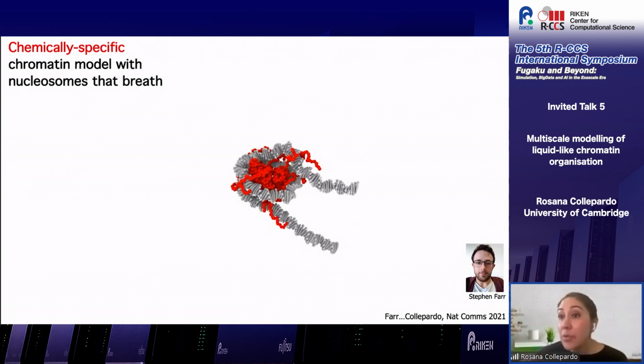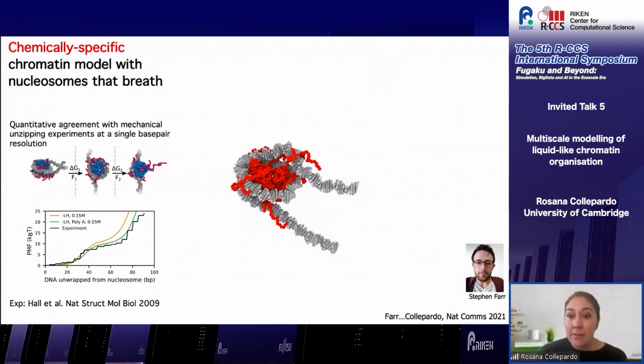Now, another important ingredient in our model is that the DNA binds to the histone core simply by electrostatic and hydrophobic interactions. So we are not forcing the DNA to be permanently bound to the histone core. And reassuringly, the model predictions are in quantitative agreement with mechanical unzipping experiments of nucleosomes, which means that these breathing motions are described in a reasonable way.